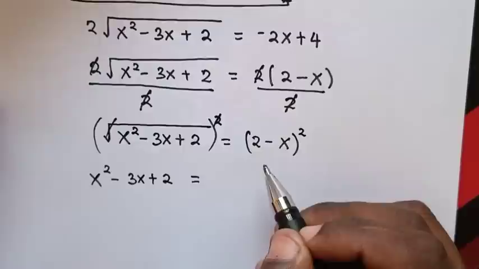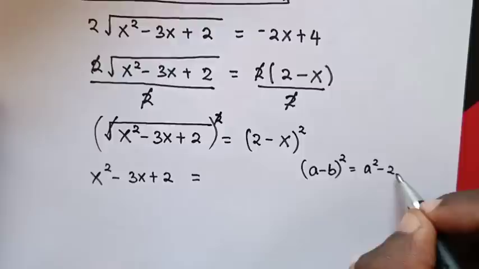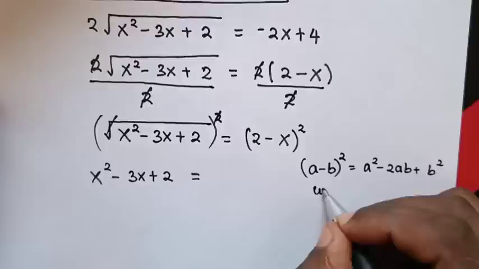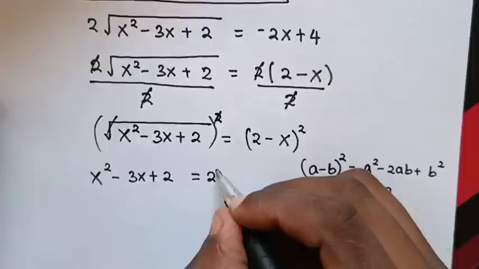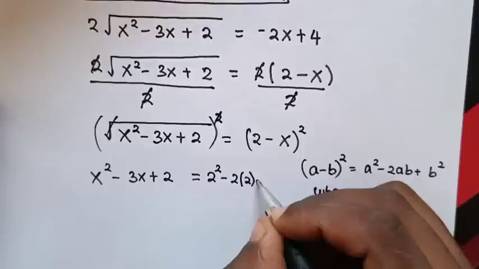we will apply this rule, which is (a minus b) bracket square is equal to a square minus 2ab plus b square. Whereas a is equal to 2 and b is equal to x. Then here a square will be 2 square, minus 2 times a which is 2 times b which is x, plus b square is x square.